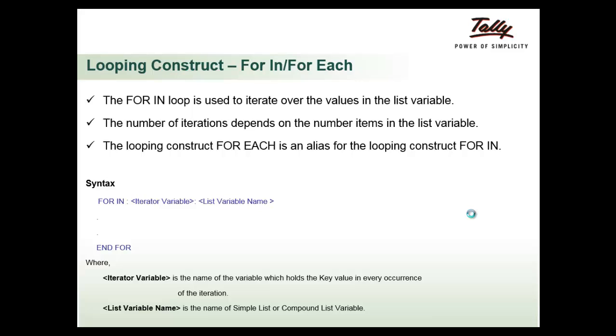Then we went to the looping constructs for in and for each. The for in looping construct is used to iterate over the values of the list variable, and only those elements of the list variable which are added with the help of a key. The syntax follows like for in colon, you give the iterator variable which holds the key, and then the list variable name. So all of those elements which are added to the list variable based on key, only those elements will be iterated.